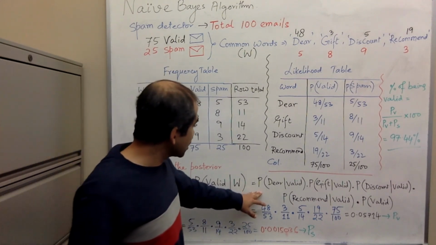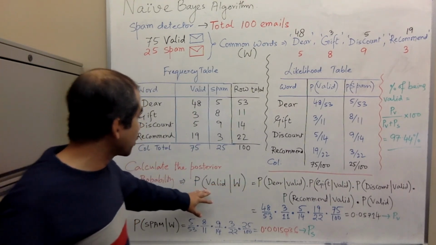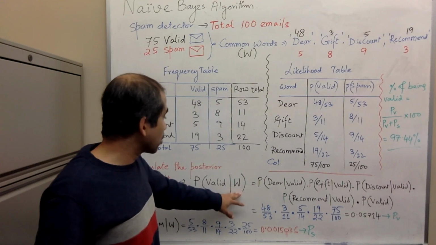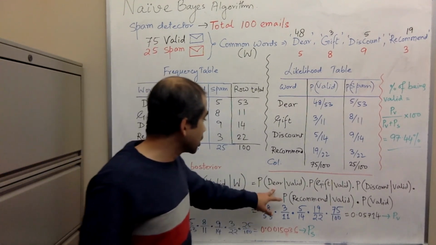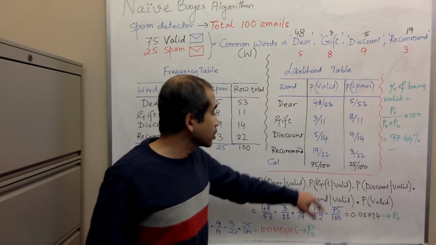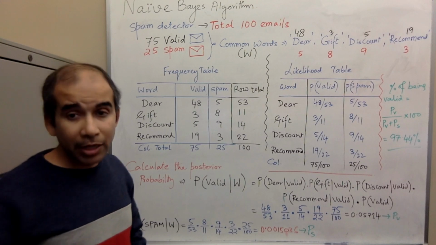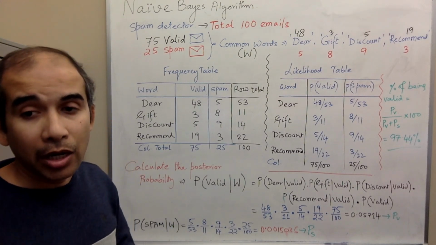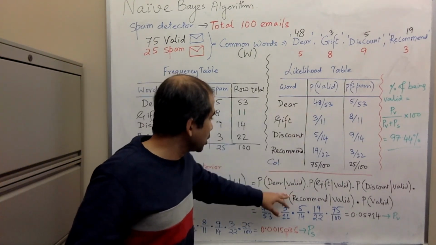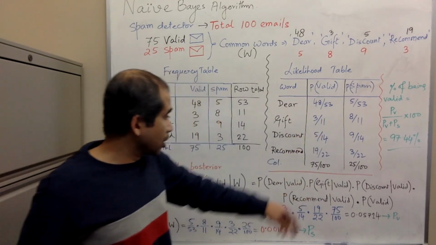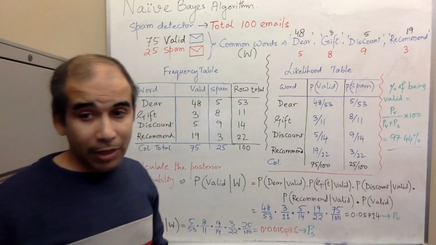So how do we do that? Like we have shown before, it's just the opposite. It's a conditional probability. The probability of valid given all the words is equal to the probability of the individual words given it's valid: dear given it's valid, multiplied by the probability of gift given it's valid, the probability of discount given it's valid, the probability of recommend given it's valid, times the probability that this is a valid message. And then when we plug in the numbers from here, 48 over 53, 3 over 11, and so on, and multiply them, we find 0.05714. We call it the probability of being valid, or PV.